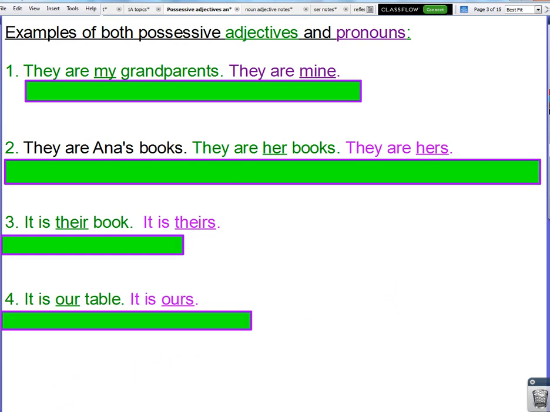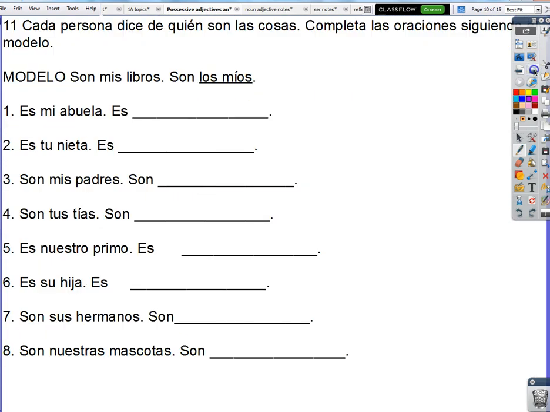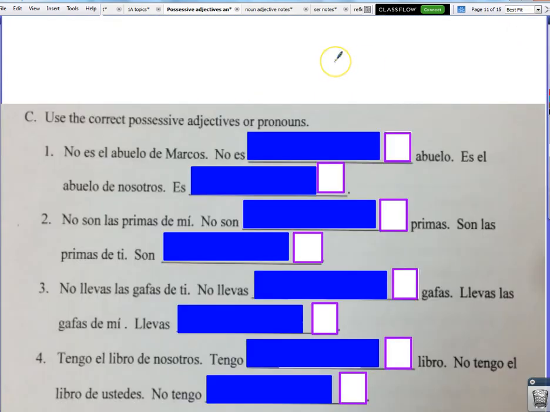Some more practice. Follow along with me. Okay, here's an example of an exercise that is very similar to an exercise that you will have to do on the unit quiz. It says use the correct possessive adjective or pronoun, and what we're doing is rephrasing the sentence right before. Here it says no es el abuelo de Marcos. De Marcos would mean it's not Marcos's grandpa. So if I need a possessive adjective or pronoun here, I'm going to say it's not his.